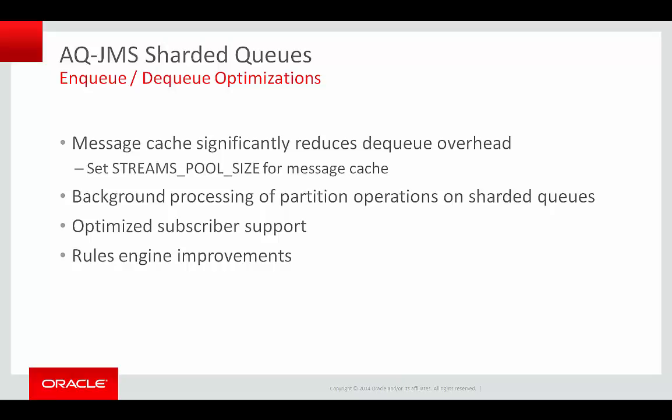We also optimize the subscriber support. There are not separate rows for each subscriber. Instead, what we have is an optimized bitmap for subscriber information that's stored inside of the message cache. And the rules engine is also integrated with the message cache. So altogether, we try to keep things as in memory as possible.